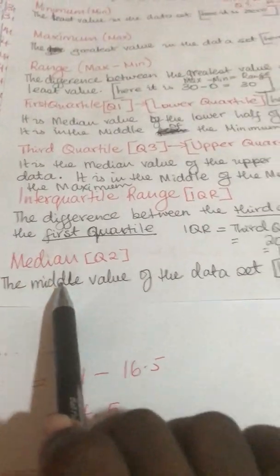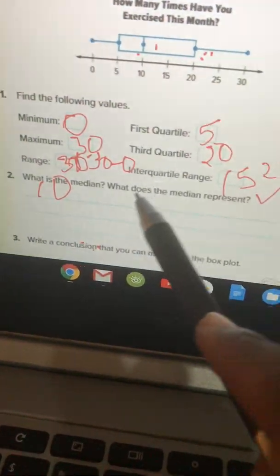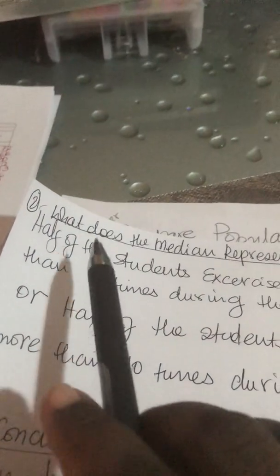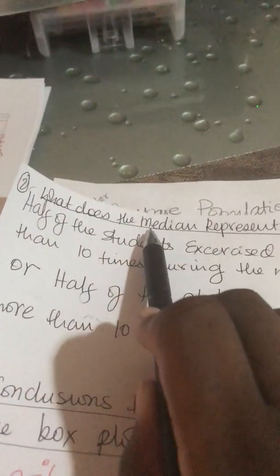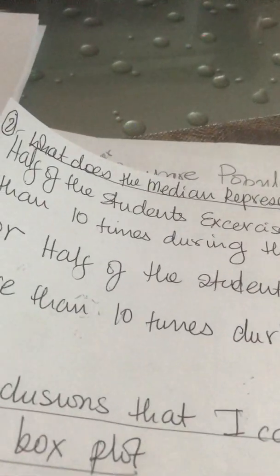The median, the middle value of your data set. Here, it is 10. Now let us answer, what does the median represent? We are answering this part of the question. What does the median represent? The median represents half of the students exercised fewer than 10 times. When you're using the word median, you must use the word half.